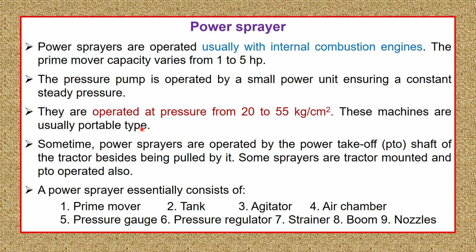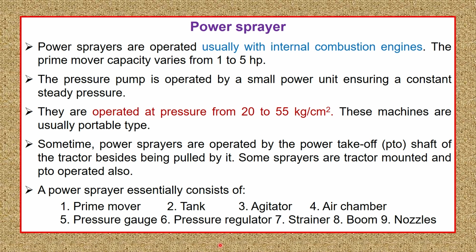The power sprayer, the name for this sprayer comes from the source of power they use for their operation. They may be equipped with an internal combustion engine, that is an IC engine, ranging from 1 to 5 HP power rating, or they may be attached to tractors or power tillers. So the pressure pump is operated by a small power unit, ensuring a constant steady pressure, and they are operated at a pressure of about 20 to 55 kg per centimeter square.